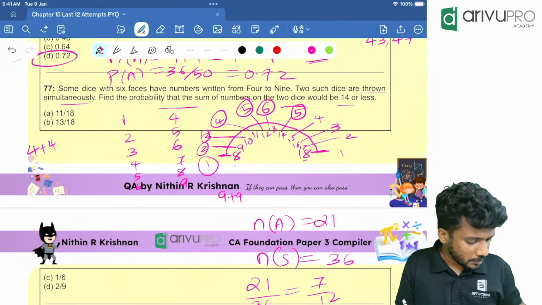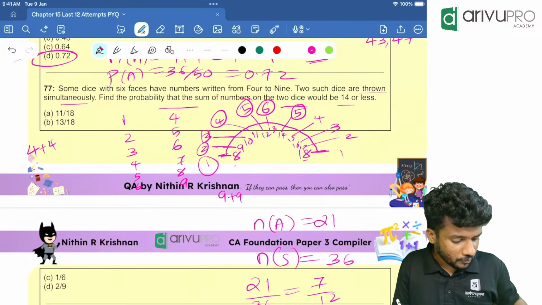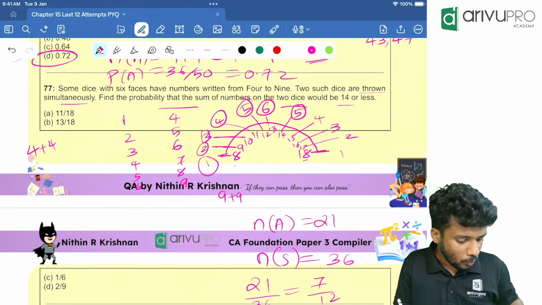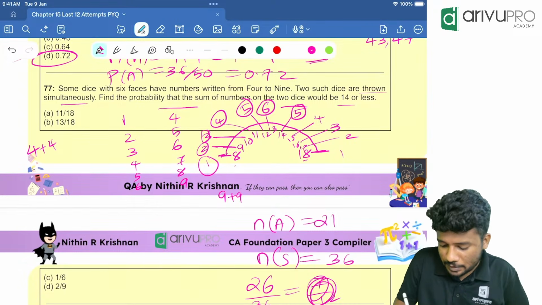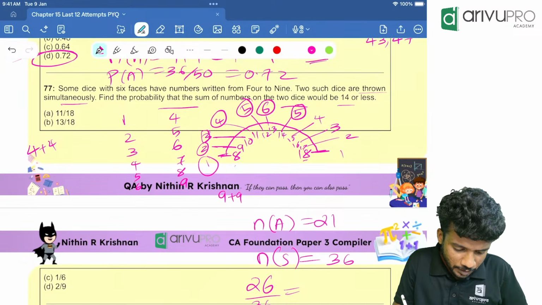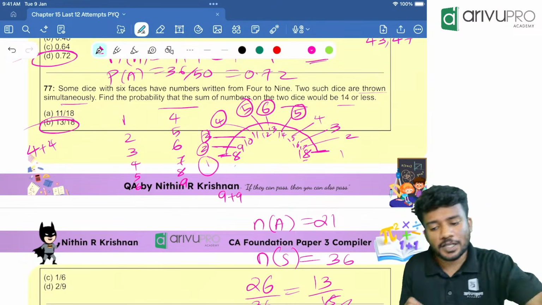Once again let me check: 5 plus 6 plus 5 plus 4 plus 3 plus 2 plus 1, which is 26. Sorry for that. 26 divided by 36. Now 13 divided by 18 is your answer. Sorry for that. Yes, option B is your answer.